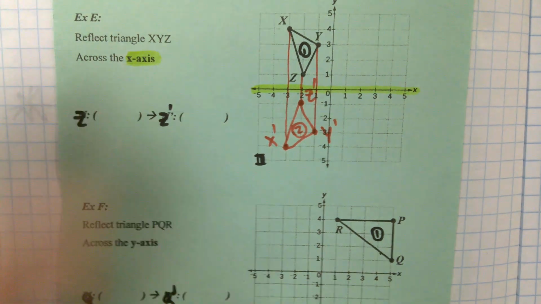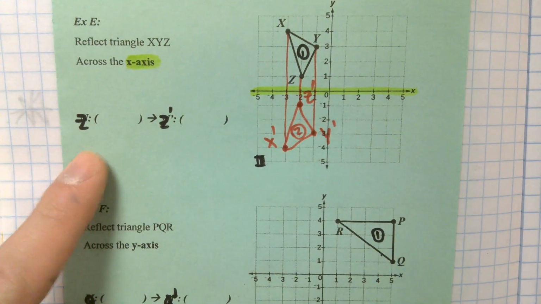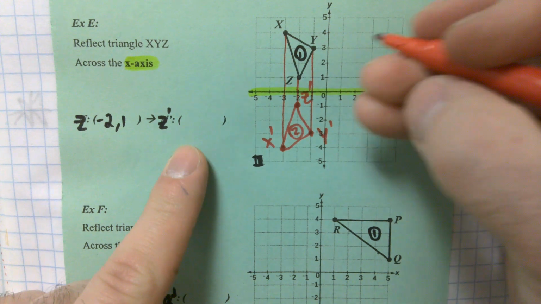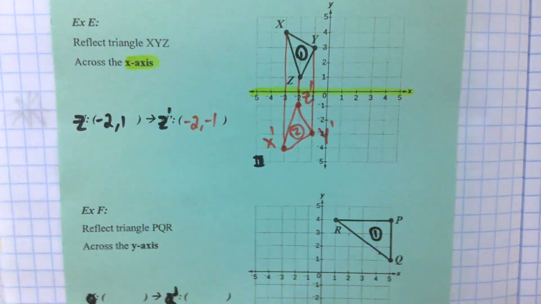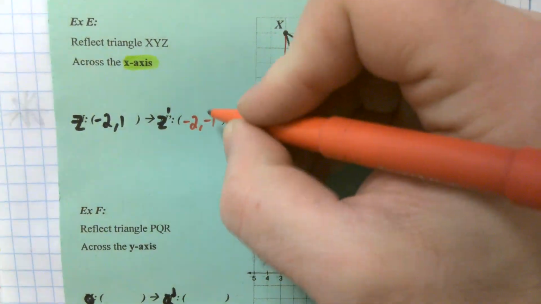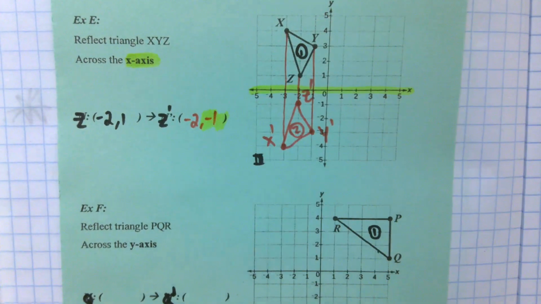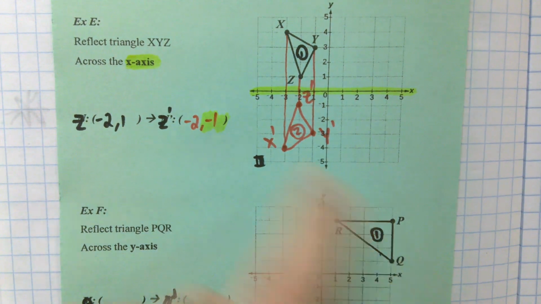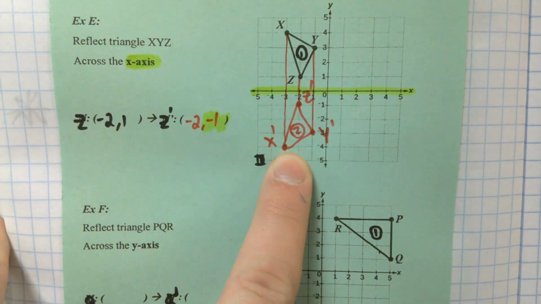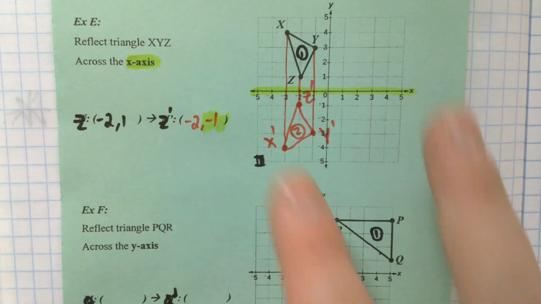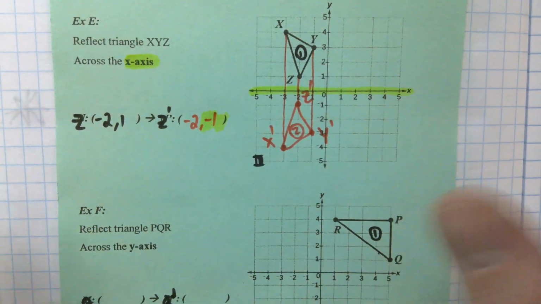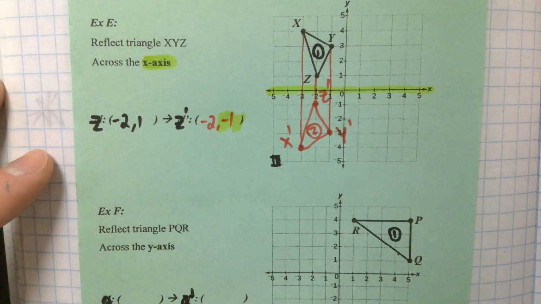Hopefully. All right. Point Z is at -2, 1. Point Z prime is at -2, -1. So it looks like my y coordinate was the one that changed here. All right. Give me a thumbs up if your image looks like this one in example E. Okay. And for those of us that did accidentally flip over the y-axis and end up in quadrant 1, at least we got that out of our systems before we get to the homework.